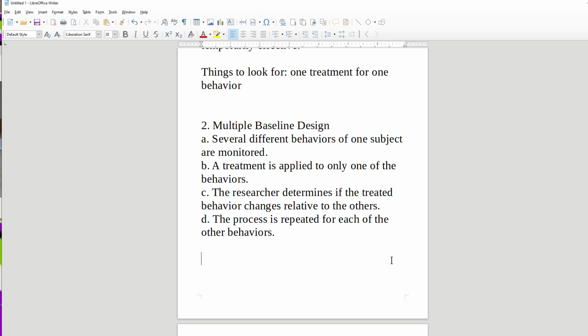So we'll measure them all for a week. And then we'll introduce a treatment for one of those behaviors. Like, we'll give him a piece of candy for every 5 minutes he can stay in his seat. So I'm going to try and get him to stay in his seat, and we'll give him a piece of candy for that. And we'll do that for a week.